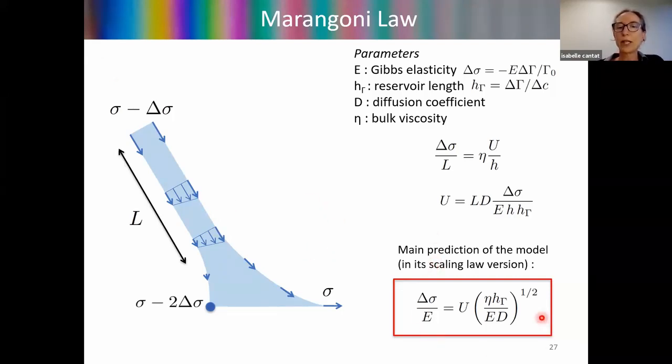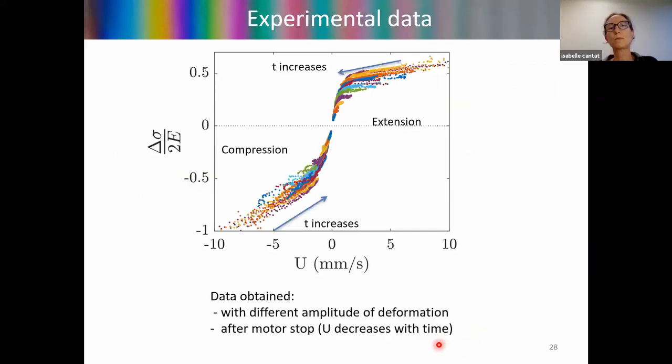So now I have a prediction for a relationship between the tension difference between the compressed film and the central film and the transfer velocity. I can do exactly the same thing for the stretched film. So now I can compare this prediction to the experiments.